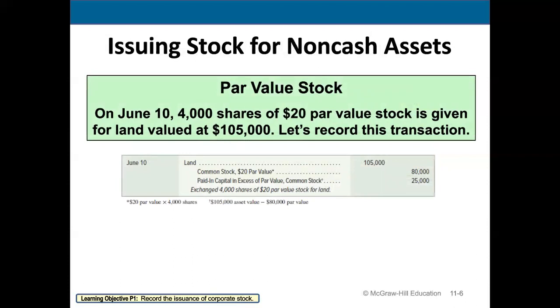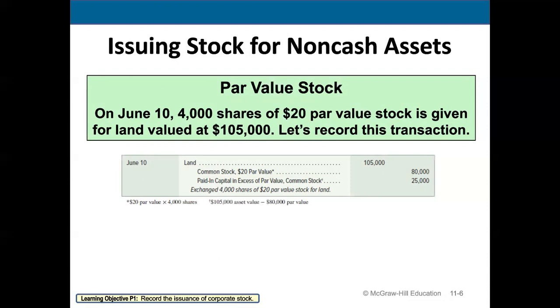Sometimes, like the example we just looked at with Gandhi a minute ago, we issue stock for non-cash assets. So maybe the business needs furniture and doesn't have a lot of cash, and we go to the furniture store owner and say, hey, we'll give you this many shares of our business's stock in exchange for furniture, or something like that.